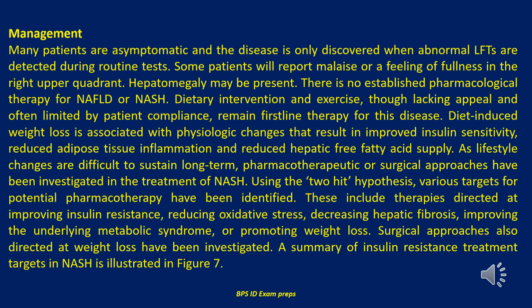As lifestyle changes are difficult to sustain long-term, pharmacotherapeutic or surgical approaches have been investigated in the treatment of NASH. Using the two-hit hypothesis, various targets for potential pharmacotherapy have been identified. These include therapies directed at improving insulin resistance, reducing oxidative stress, decreasing hepatic fibrosis, improving the underlying metabolic syndrome, or promoting weight loss. Surgical approaches also directed at weight loss have been investigated. A summary of insulin resistance treatment targets in NASH is illustrated in Figure 7.